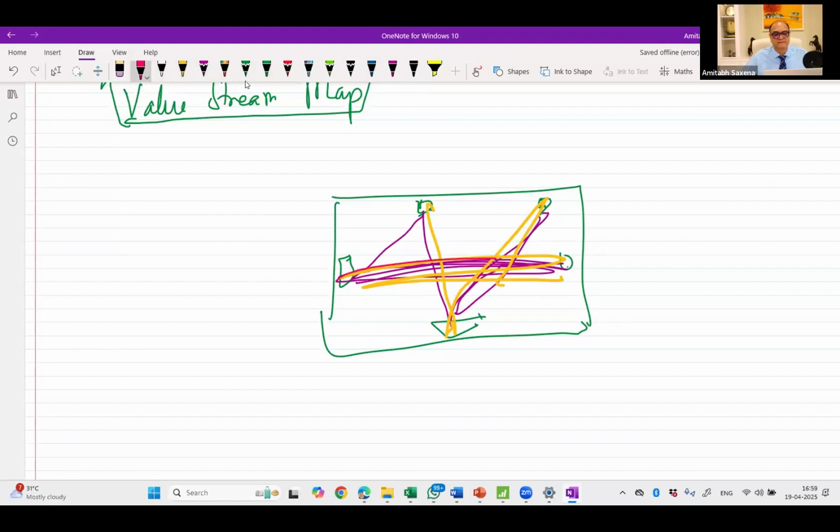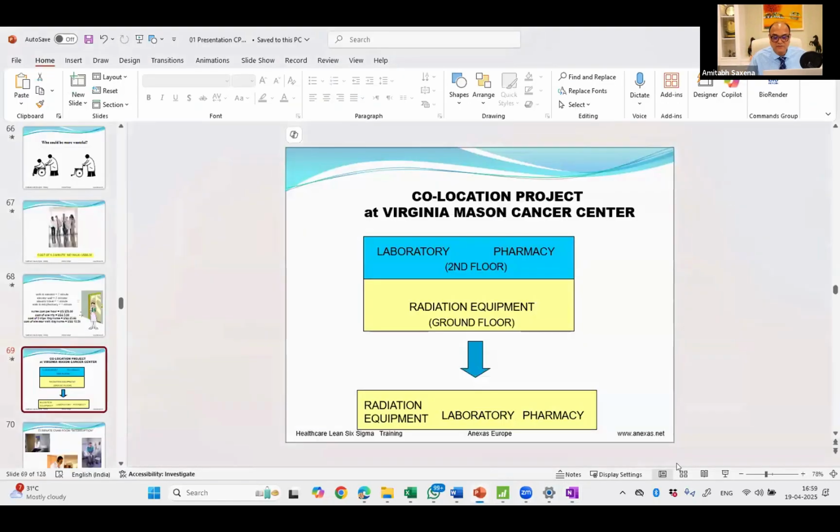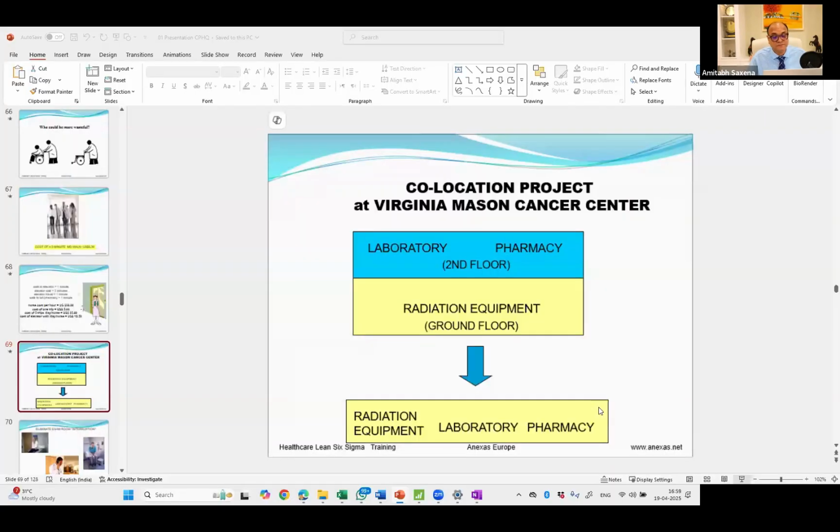Let's say, obviously A and B should be brought close to each other. Like A could be registration desk, B could be billing desk, maybe. In that case, you should bring them together to reduce the waste in the system. I have spoken about maybe 2-3 more minutes on that, then I will go to the data analytics part.